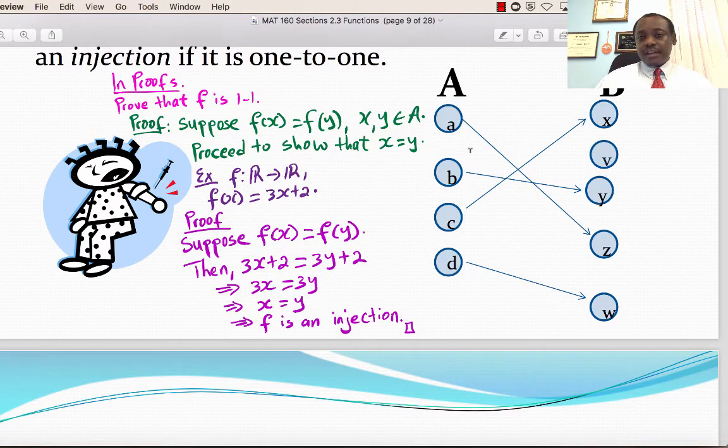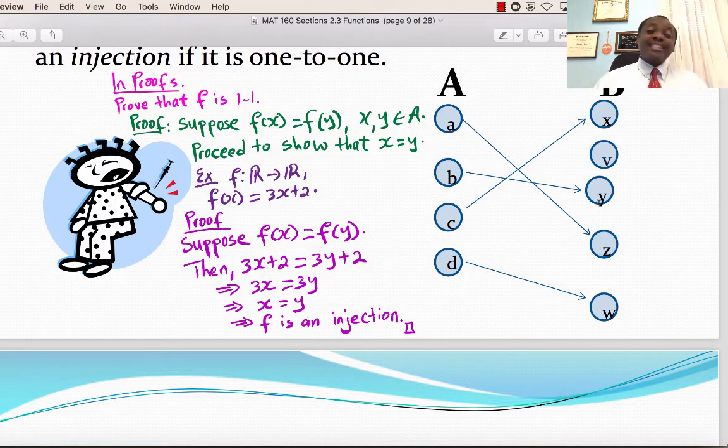And you can see that here. A is mapped to z, b is mapped to y, c is mapped to x, d is mapped to w. So they're all mapped to one element. No two of them are mapped to the same element. So that's a one-to-one mapping. Now, that does not mean that all the elements in B are used up. It just means that no two elements from A are mapped to the same element in B.